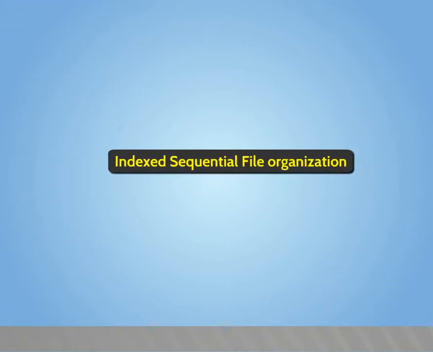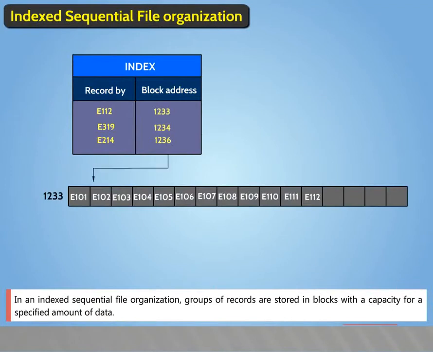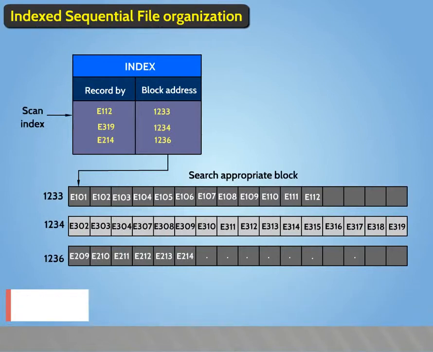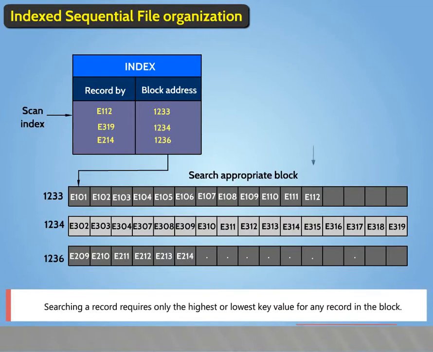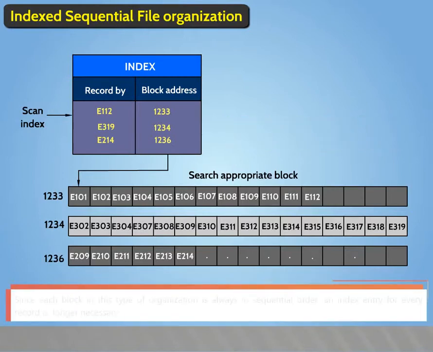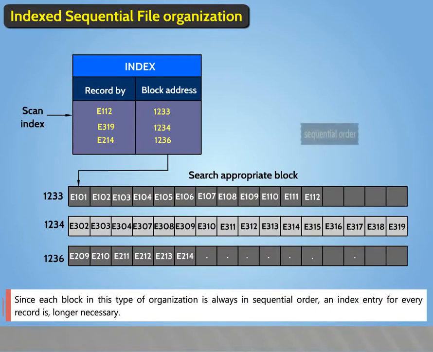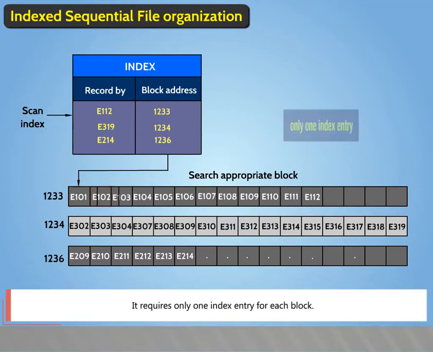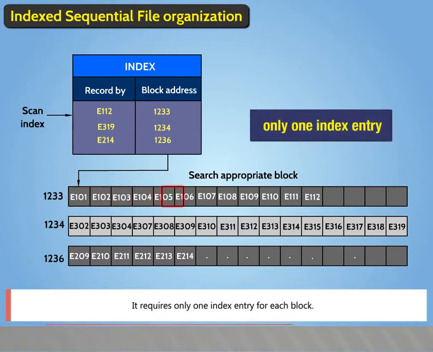Indexed sequential file organization. In an indexed sequential file organization, groups of records are stored in blocks with the capacity for a specified amount of data. Searching for a record requires only the highest or lowest key value for any record in the block. Since each block in this type of organization is always in sequential order, an index entry for every record is no longer necessary. It requires only one index entry for each block.